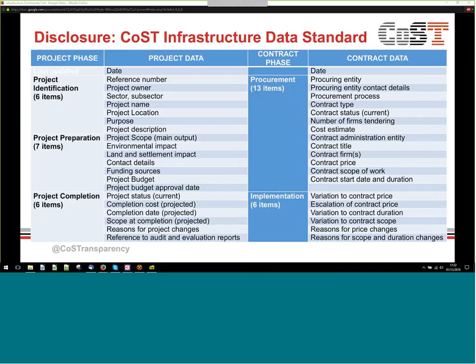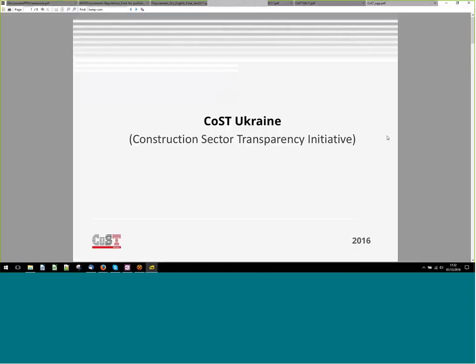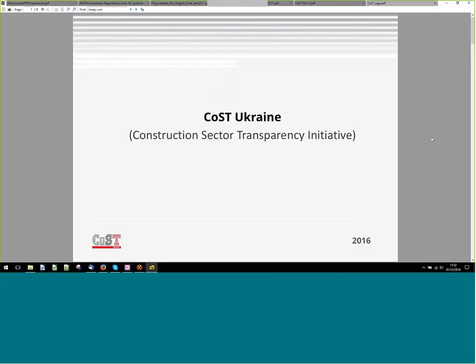I suggest we move straight on to Natalie, if you're still with us, who can give us an example of an implementation of the CoST standard in Ukraine. I'll just bring your slides up, Natalie. Here we go.